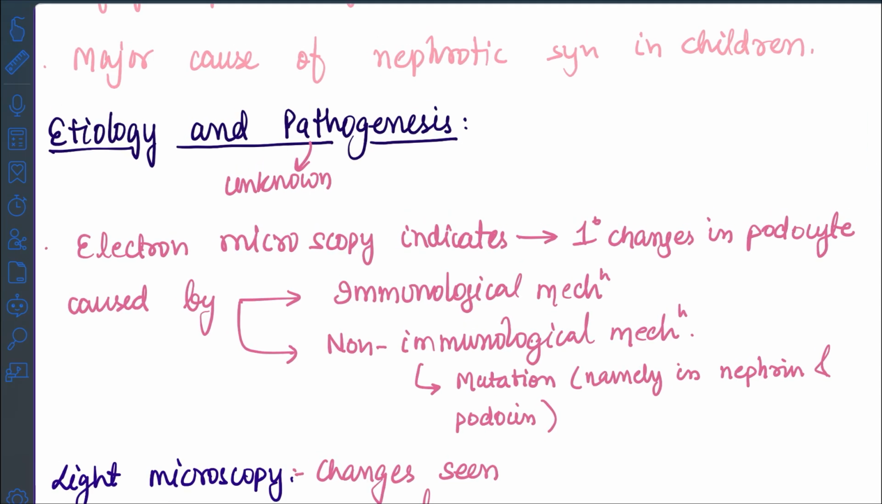Let's look into the etiology and pathogenesis. Pathogenesis of this disease is quite unknown, but under electron microscope what is seen is a primary change in the podocyte. It can be caused due to immunological mechanism or non-immunological mechanism. Non-immunological mechanism can also include mutation, namely in nephrin and podocyte protein of glomerulus. Though this is very rare, it can be seen.